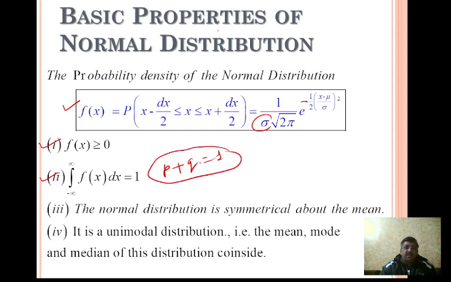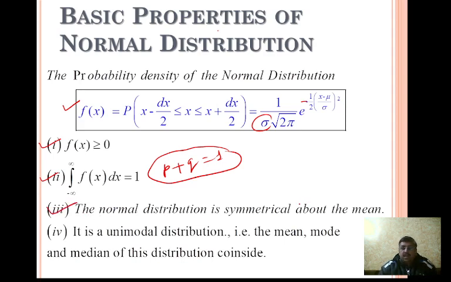For a discrete random variable we are adding the probabilities, and for a continuous random variable we are just integrating, because we have the function f of x, right?